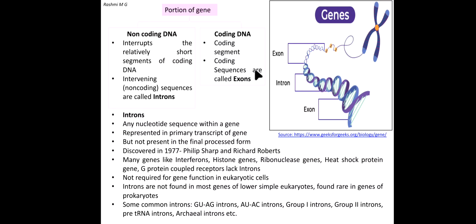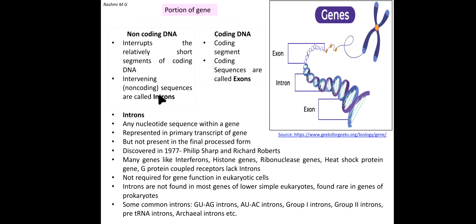The coding sequences are called exons and non-coding sequences are called introns. Here in this picture you can see the presence of introns and exons. So exons are the coding DNA. The coding DNA segment is interrupted by the non-coding DNA. So let us now learn about introns. So what are these introns?